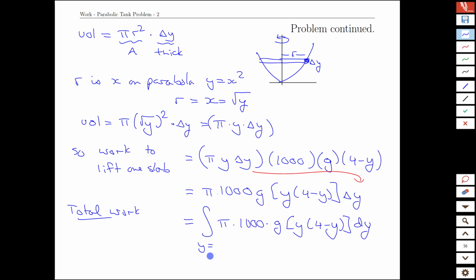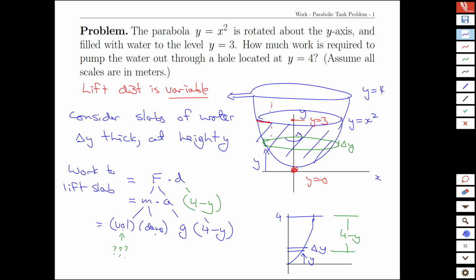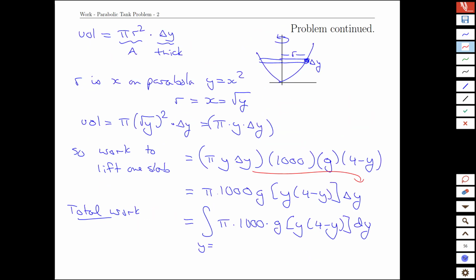And then we think back to the scenario we were given. We were told that this was filled with water up to the level y equals 3. So if we think of the slabs that we're going to take, there's going to be a slab at y equals 0, there's going to be a slab at 0.5, 1, 2, 3, 4, but our last slab that we're going to lift is going to be at y equals 3. So we're going to have y equals 0 and y equals 3 as the limits of integration.